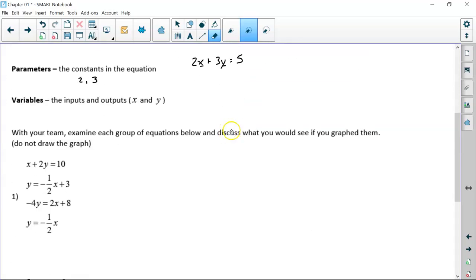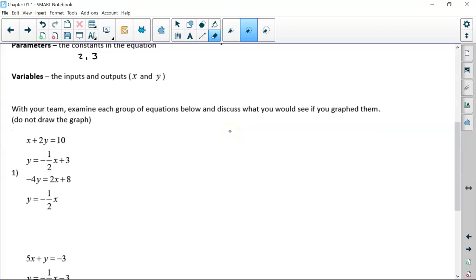So what we're going to talk about for problem number 1 is we're going to look at the equations and see what is familiar with them without graphing them. So what we can do is we can put them into slope-intercept form. Let's get them into the same form.